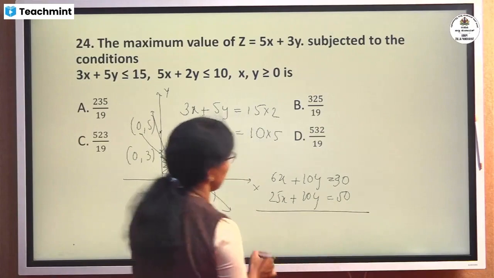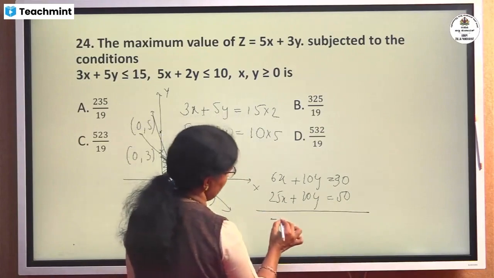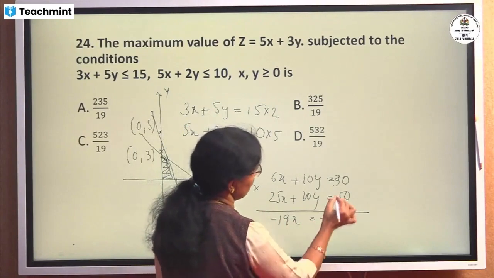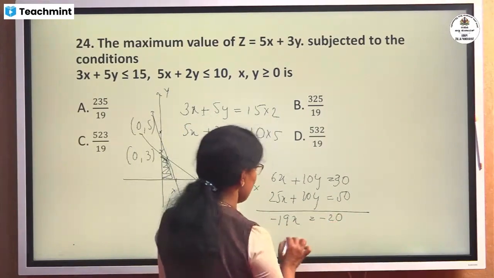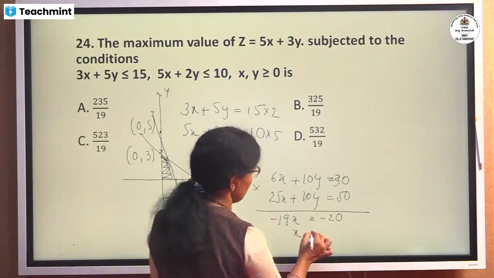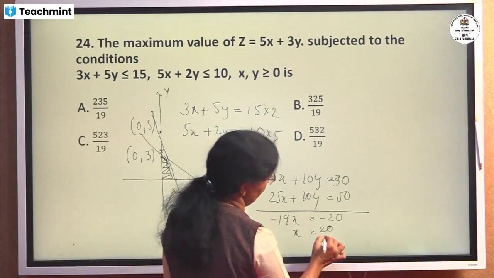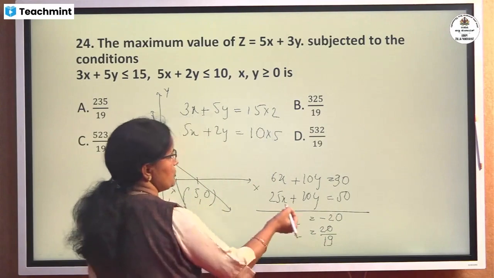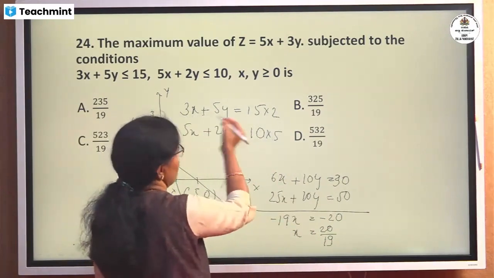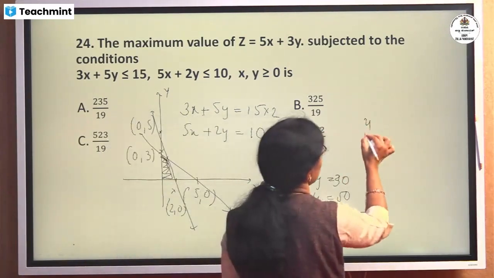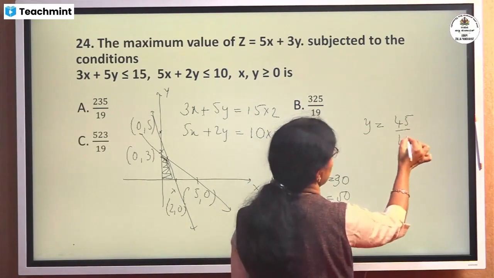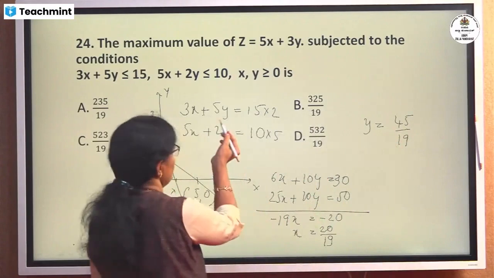So if you cancel that y, you will get minus 19x is equal to minus 20. Therefore, x value is equal to 20 divided by 19. If you substitute it in somewhere in this equation, you will get y is equal to 45 divided by 19. So how do you get 45 divided by 19?